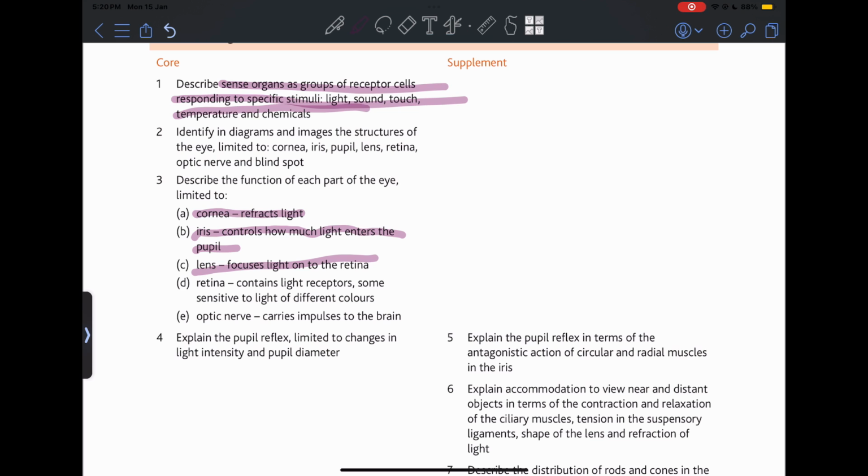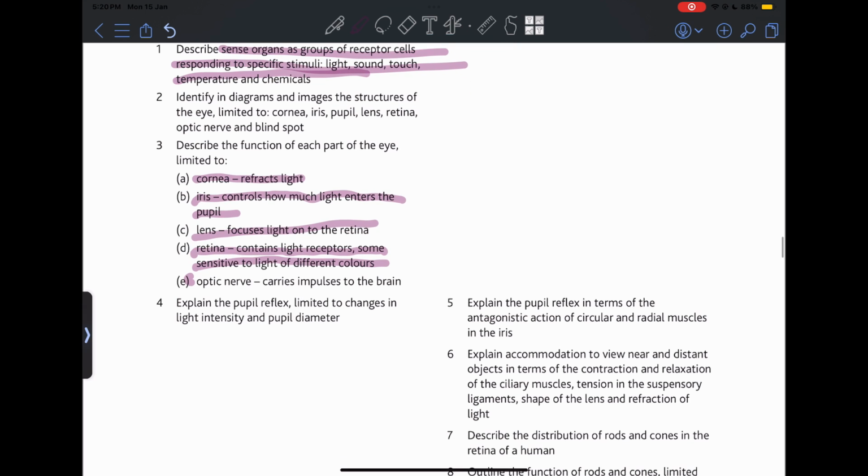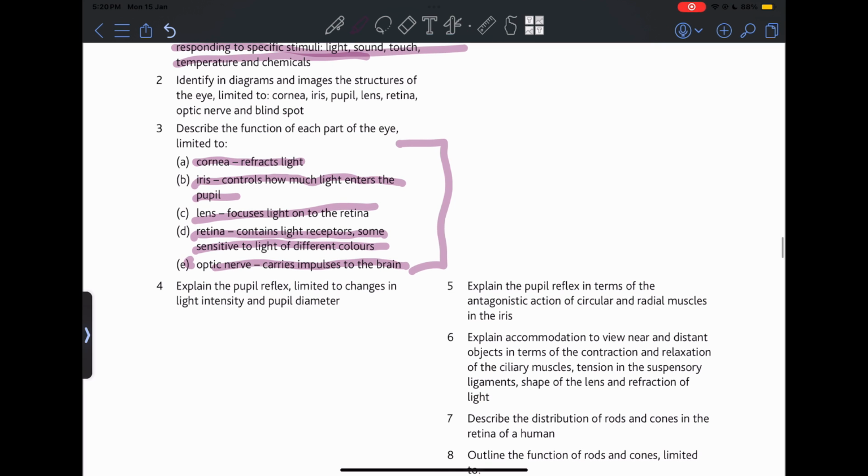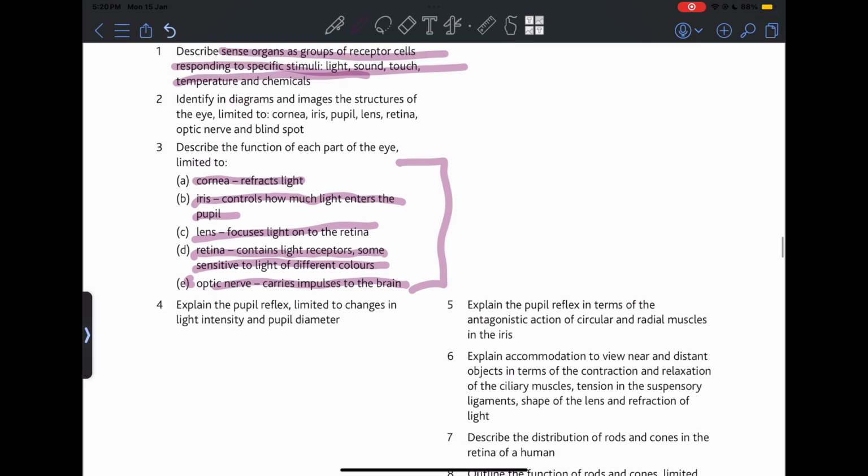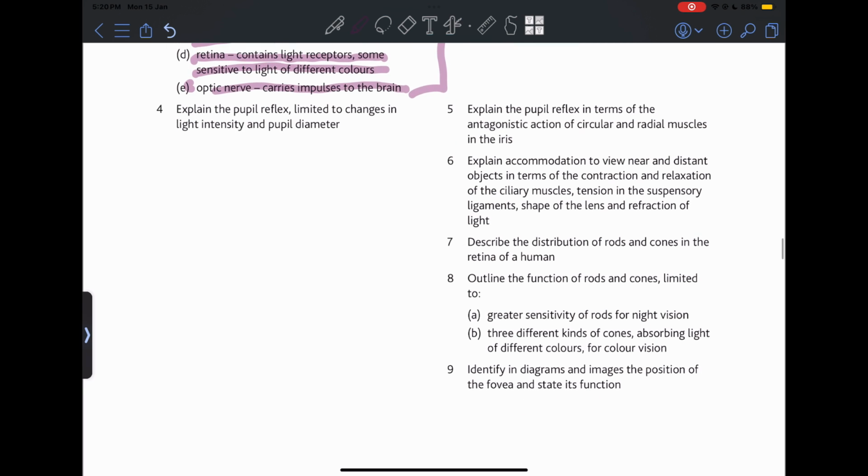So for example, the pupil diameter may increase depending on the light intensity that you're in, so the pupil may become bigger, the black part of your eye. Now, number 5, explain the pupil reflex in terms of antagonistic action of circular and radial muscles in the iris. Explain accommodation to view near and distant objects in terms of the contraction and relaxation of the ciliary muscles, tension in the suspensory ligaments, and shape of the lens and refraction of the light.